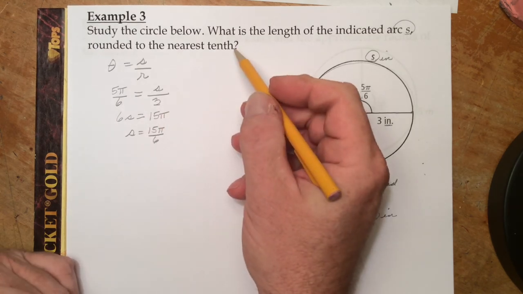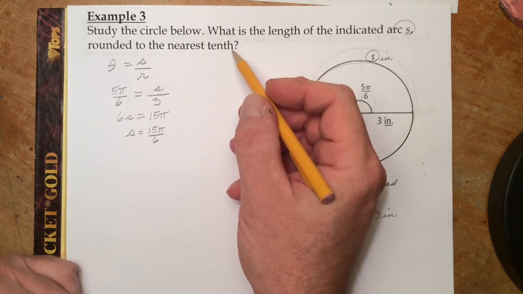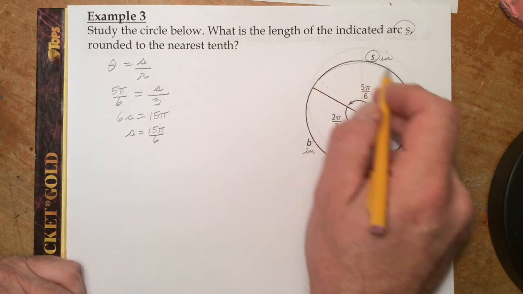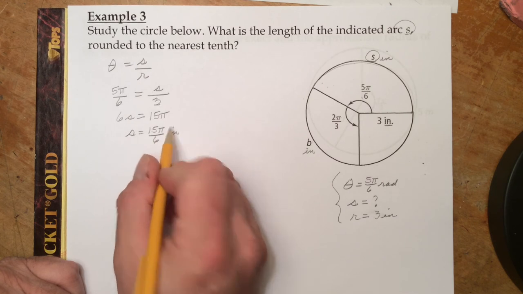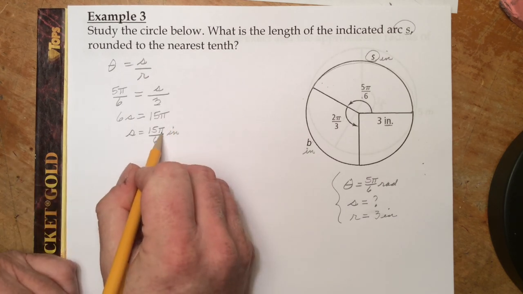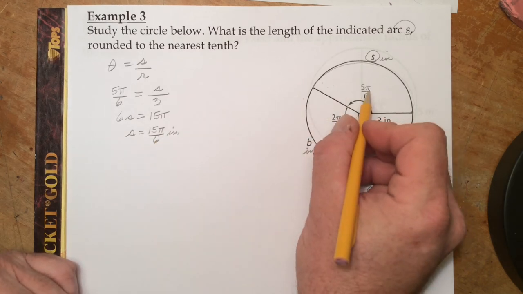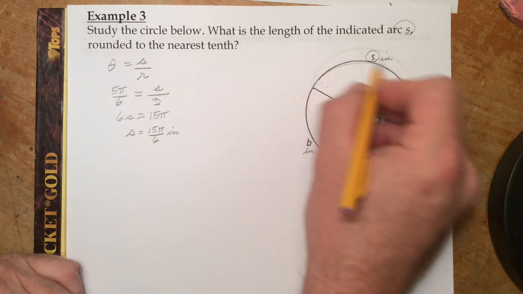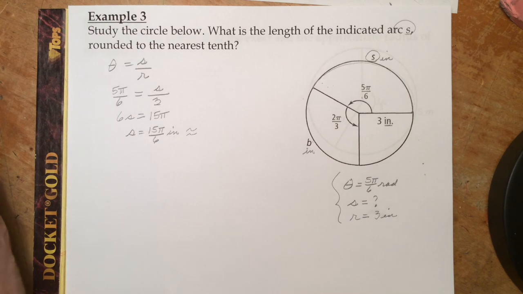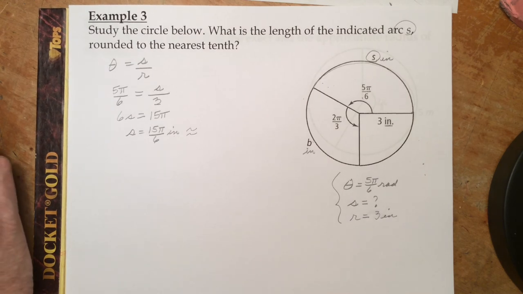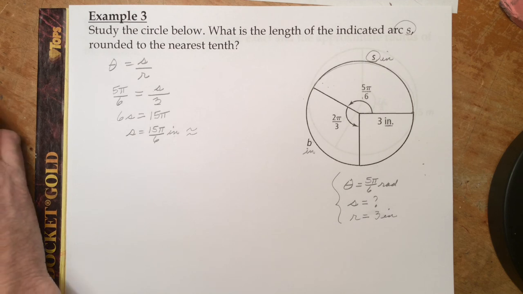Now, it just so happens they want us to round this to the nearest tenth, so obviously we're approximating the length of S. The exact length of S is 15 pi over 6 inches. Remember, just because it has a pi in it doesn't necessarily mean it's a radian measure, but most all radian measures have pi in them, but this happens to be a length. So anyway, they want an approximation. So take your calculator. At this point, it doesn't matter if you're in radians or degrees, because until we use sine, cosine, and tangent, we don't have to worry about that.